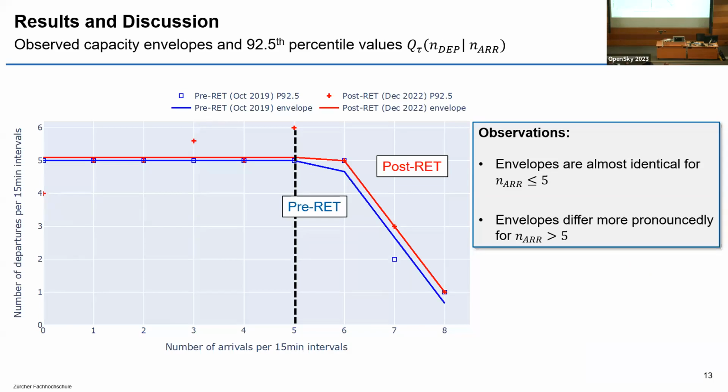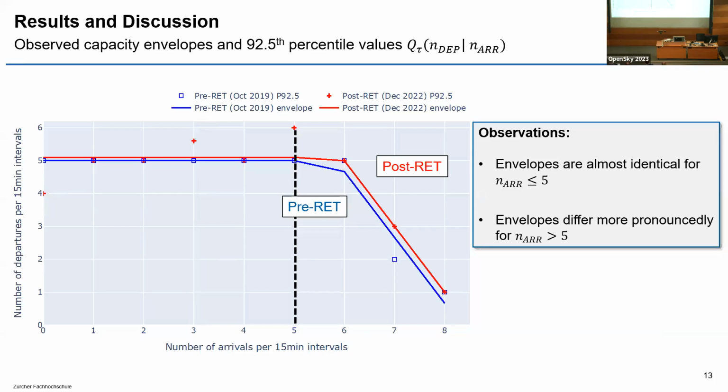First observation, the post-RET envelope completely covers or envelopes the pre-RET. So this is a first indication that post-RET, the airport had more capacity than before. And then if we look at the left part of the graph, meaning where the number of arrivals is equal or less than 5 arrivals per 50 minutes, we can see that the envelopes are more or less the same.